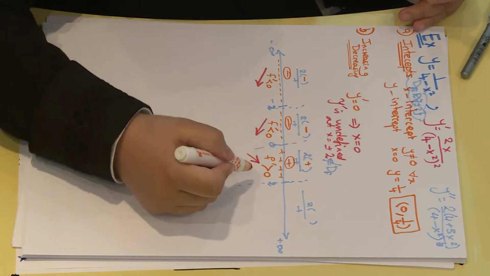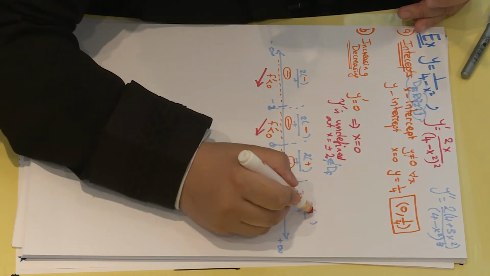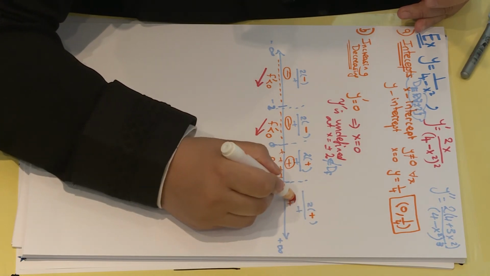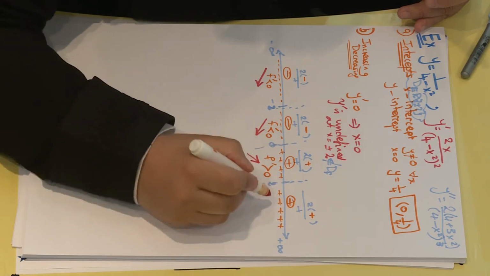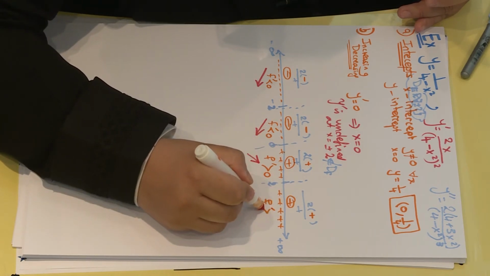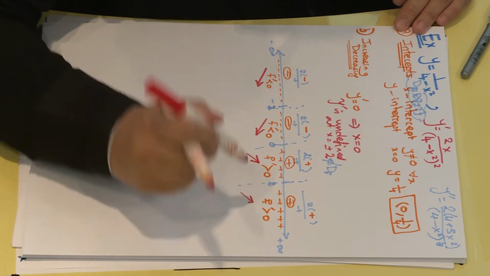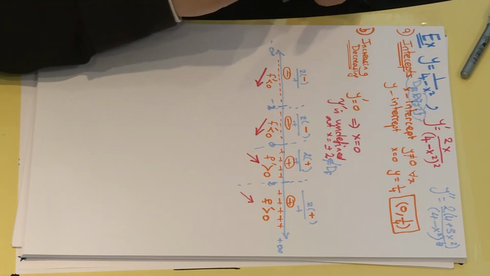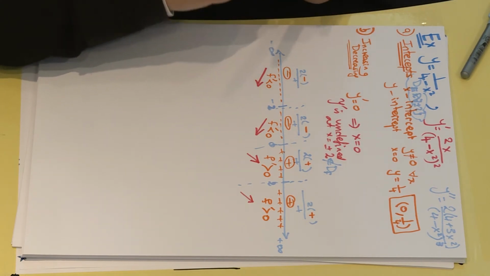We take something greater than 2, in the interval from 2 to infinity. Let's take 5. This is positive. Again, everything is positive here. F prime is always positive in this interval. So we have f prime greater than 0, which tells us that the function is increasing on this interval. So we are able to find the intervals on which the function is increasing and decreasing.